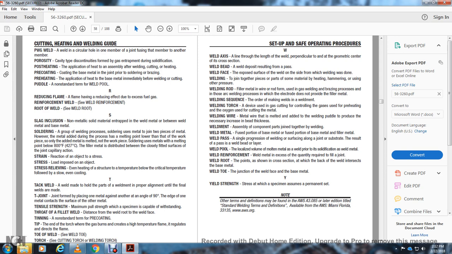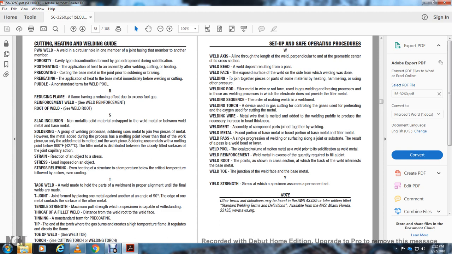Reducing flame: a flame with a reducing effect due to an excess of fuel gas. Reinforcement: see weld reinforcement. Root of weld: see weld root. Slag inclusion: non-metallic solid material trapped in the weld between the weld metal and base metal. Soldering: a group of welding processes that join metals by adding a filler metal during the process, with a melting point lower than that of the workpiece, so that only the filler metal is melted and not the workpiece.